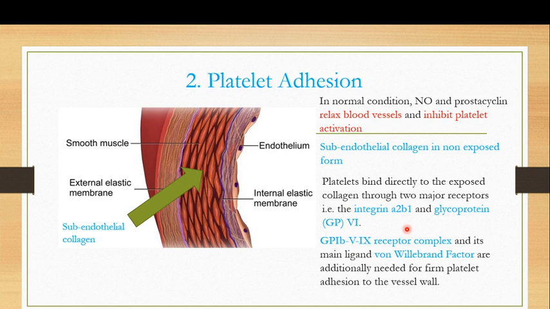In the next video, I'll be talking about the 3rd step in the primary hemostasis, which is the platelet activation and the degranulation.